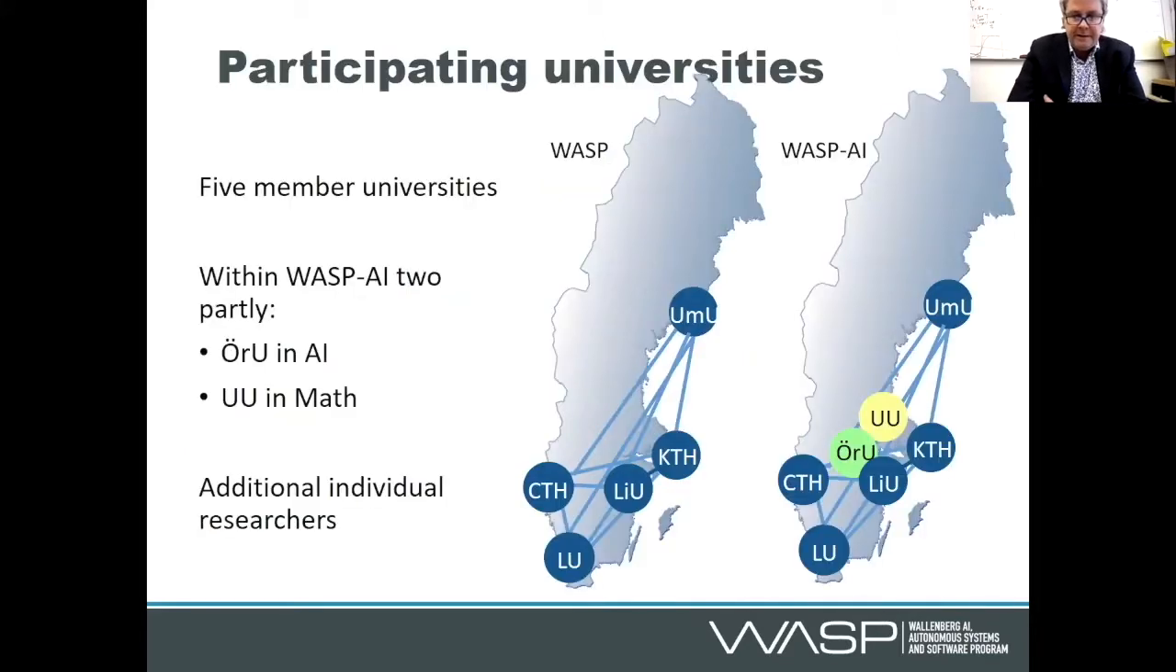Participating universities are 5 member universities: Lund, Chalmers, Linköping, KTH, and Umeå. But within WASP AI, 2 universities are partly allowed to participate. That is the AI group at Örebro University and the math department at Uppsala University. And in addition to that, the machine learning group at Uppsala, led by Thomas Schön, is also allowed to participate.